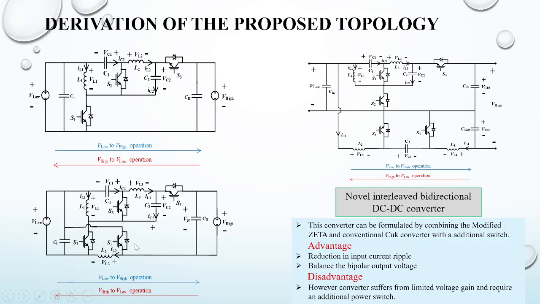So in place of the active switch inductor, I have put here an interleaved structure with a Cuk converter. This part is the Cuk converter, and this is the interleaved structure. The advantage of the interleaved structure is that it will reduce the input current ripple, and the voltage gain of this converter is high, but still it is limited.